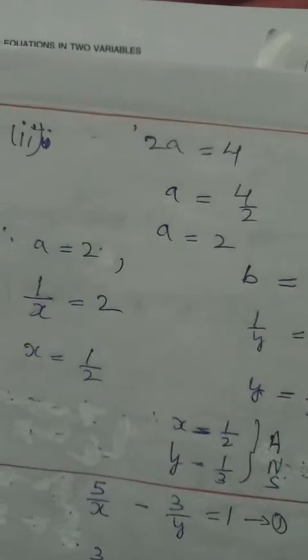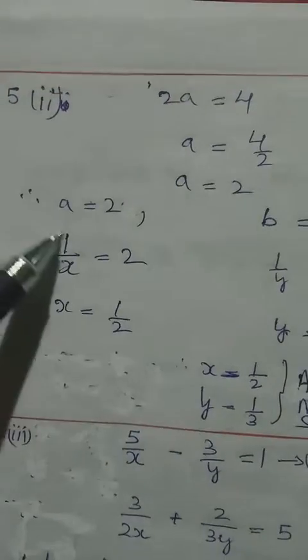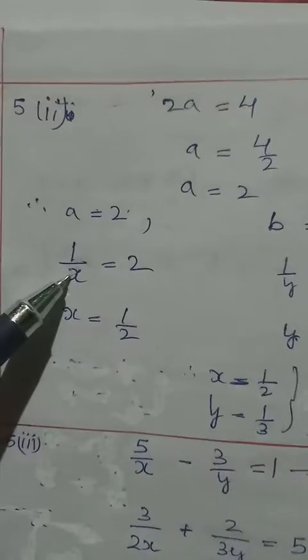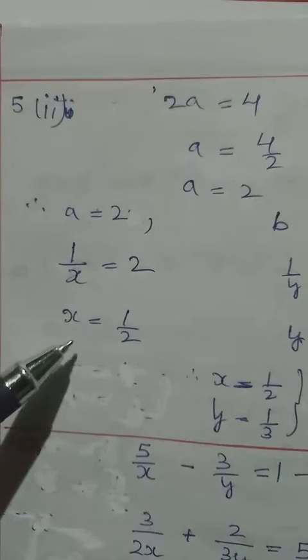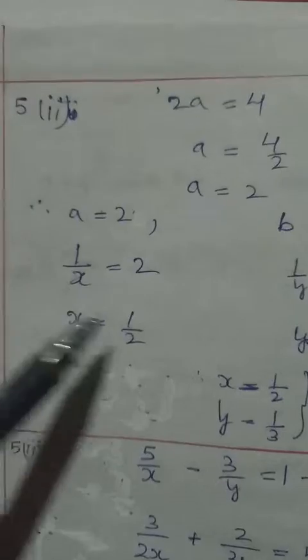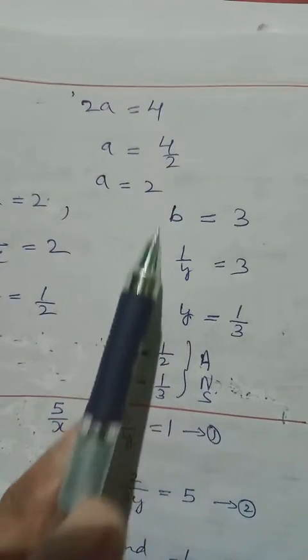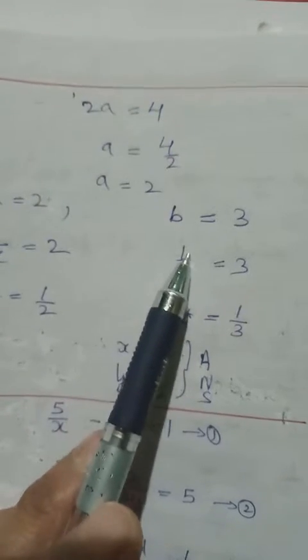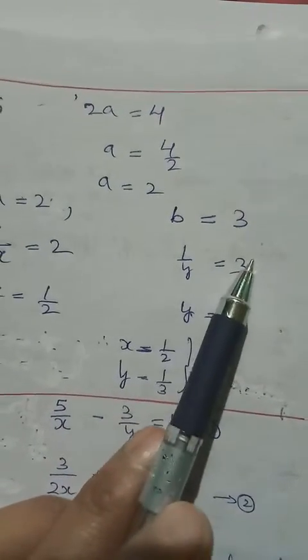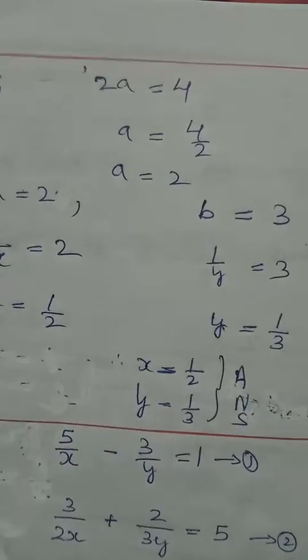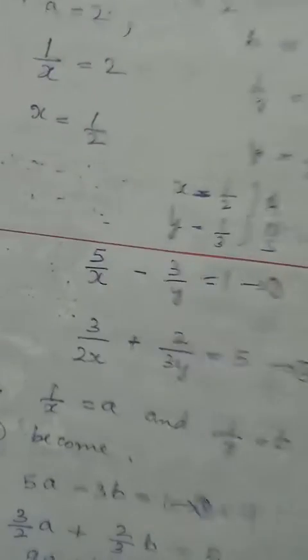But remember, originally we don't want a and b, we want x and y. So we replace it again. a from the beginning, we have 1 by x equal 2. So we cross multiply. x goes out, 2 comes down, so x equal 1 by 2. Then here also the same, b equal 3, but we don't want b because from the beginning b equal 1 by y, so y we take up, 3 comes down, so y equal 1 by 3. Then continue to the next one.